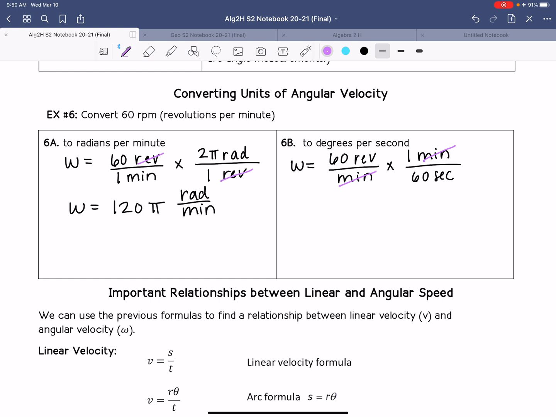But we want degrees per second. So now we want to cancel out our revolutions. To cancel out our revolutions, we want revolutions in the bottom: 1 revolution. Again, 1 revolution is 1 time around a circle. What is 1 time around a circle in degrees? Well, that's 360 degrees. So now I have my revolutions to cancel.